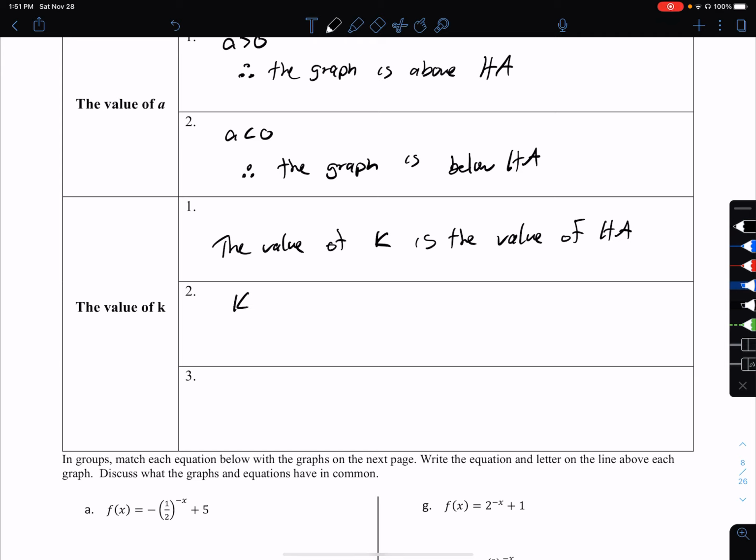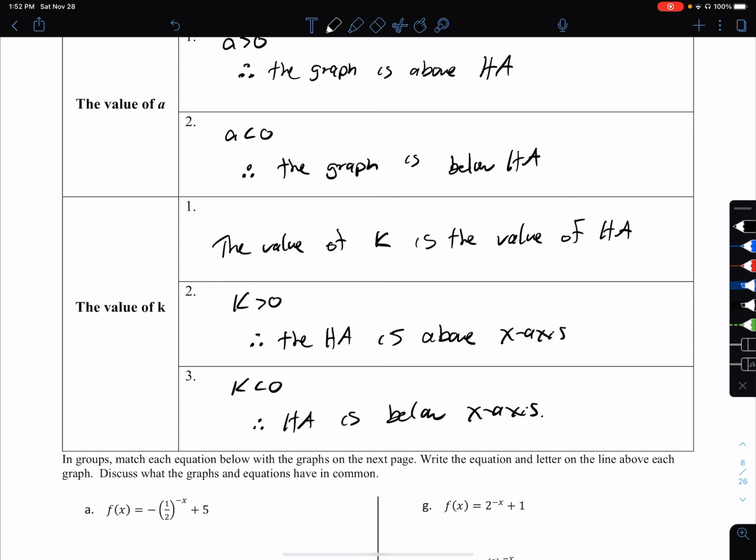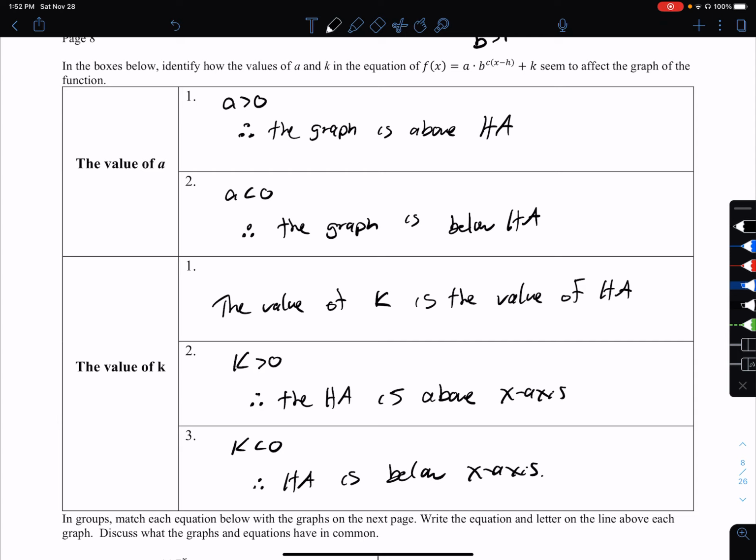If K is bigger than 0, the conclusion we can make is the horizontal asymptote is above the x-axis. If K is less than 0, the horizontal asymptote is below the x-axis. All right, I'm going to stop this one. I'm going to make a video, that you may or may not watch before this, of what the parent graph of this looks like.